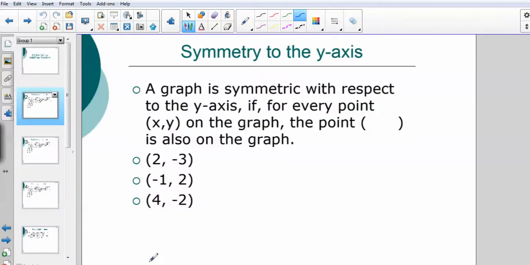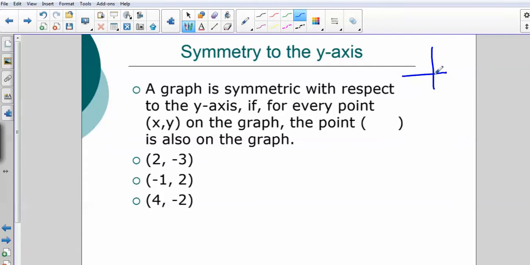Alright, graphs can be described as symmetric to the x-axis, to the y-axis, to the origin, or it could have no symmetry at all. If a graph is symmetric to the y-axis, for every point x, y on the graph, there will be another point on the graph. So think about your parabola as an example. On your parent function, you have the point 2, 4, and because this graph is symmetric to the y-axis, you also have a point over here at negative 2, 4.